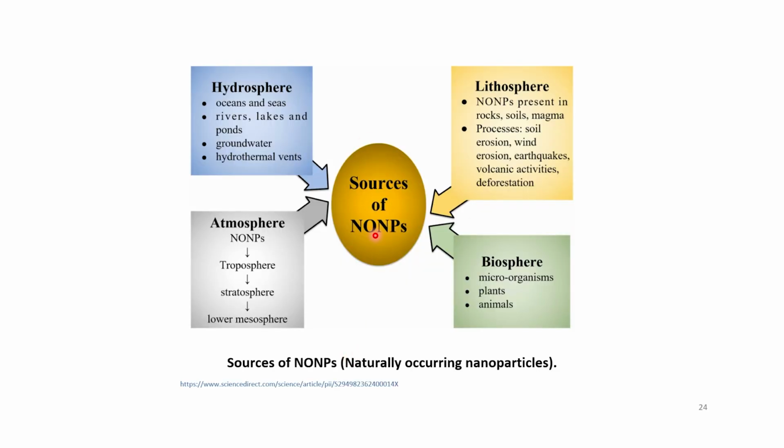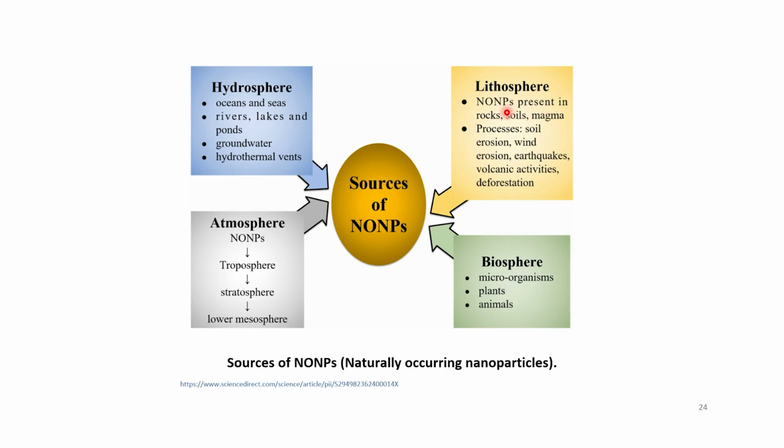Sources of naturally occurring nanoparticles. In the hydrosphere, in the lithosphere, in the atmosphere and the biosphere. So there are sources of naturally occurring nanoparticles all around. In the ocean, seas, in the sea spray, there are nanoparticles. In rivers, lakes and ponds, in groundwater, hydrothermal vents, there are nanoparticles all around.